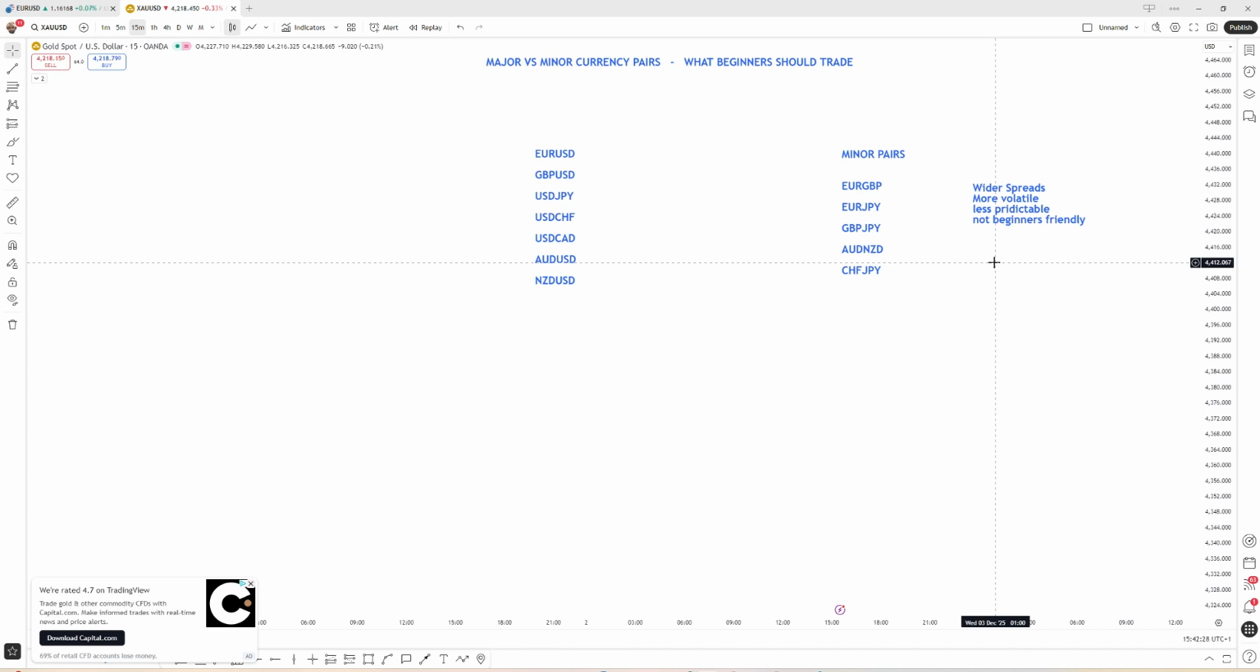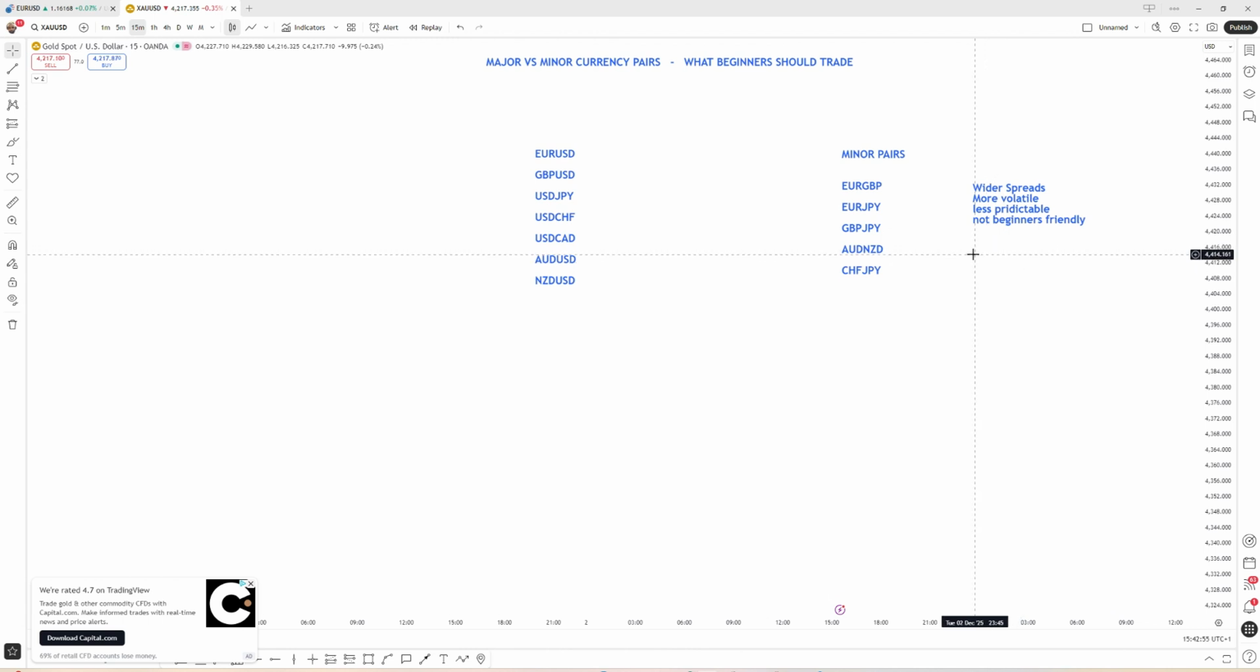So which is not advisable for a beginner trader to start with, and they are more volatile. You could see 20, 30, 50 pips coverage within some minutes, within seconds. And they move a lot.